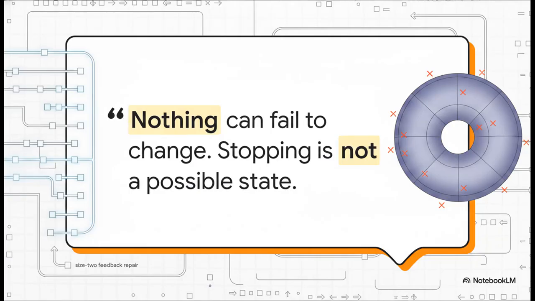Okay, let's dive into the single philosophical constraint that sets off this whole mathematical cascade. The quote we're starting with really hits the nail on the head. We aren't just saying things shouldn't stop. We're saying that in this foundational framework, a stopped state simply doesn't exist. It's completely off the map.